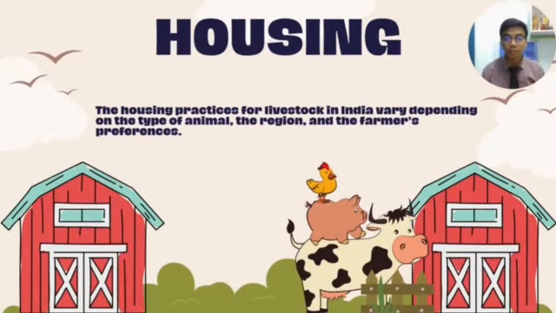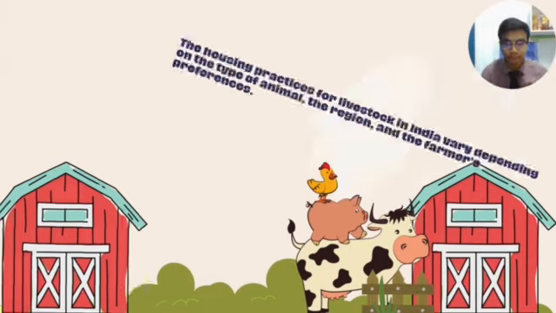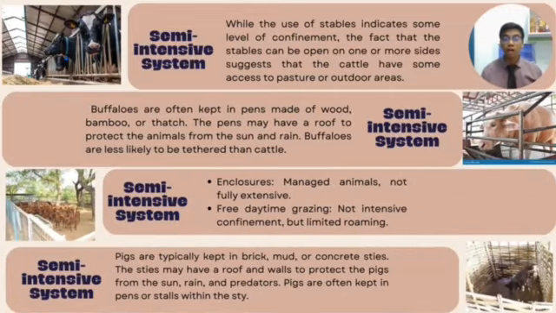Housing. The housing practice for livestock in India varies depending on the types of animal, the region, and the farmer's preference. These animals are using a semi-intensive system. The first one will be cattle, buffalo, goat and sheep, and pigs.